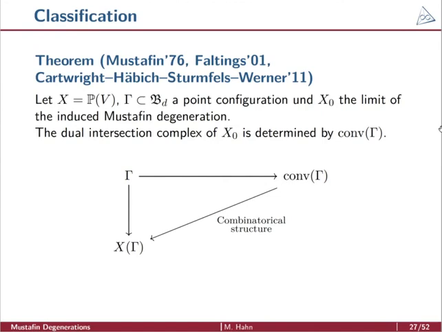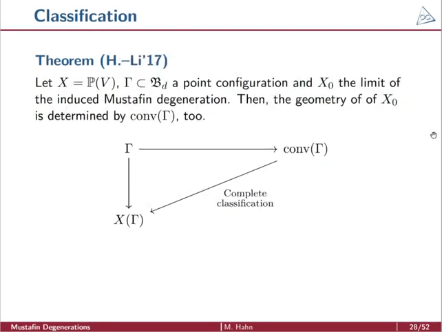Now, of course, this is an object in algebraic geometry, and one would also like to have a complete geometric classification. And this is something that I did in a joint work with Bing-Ning Li. Namely, what we showed was that the geometry of this limit is also completely determined by this convex hull. So indeed, these convex hulls give us a complete classification of the Mustafin degenerations of projective spaces.